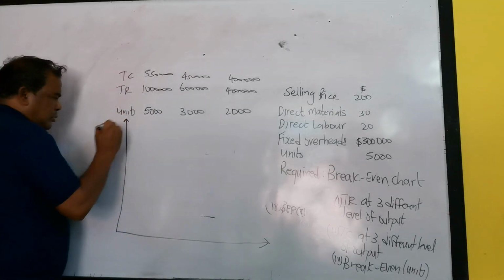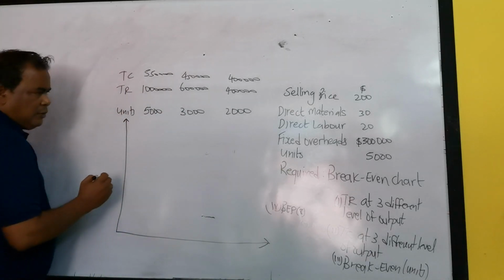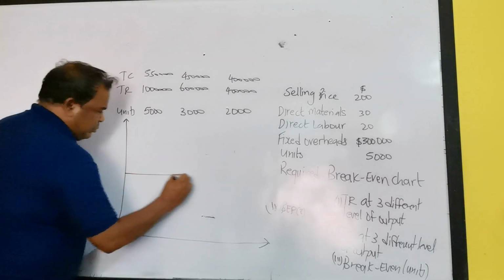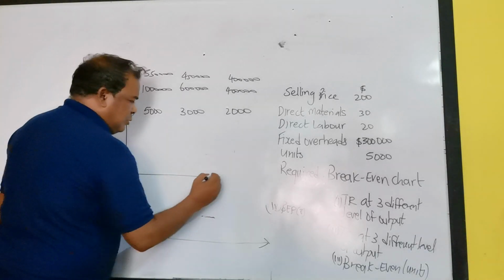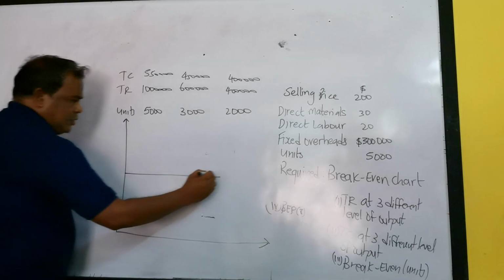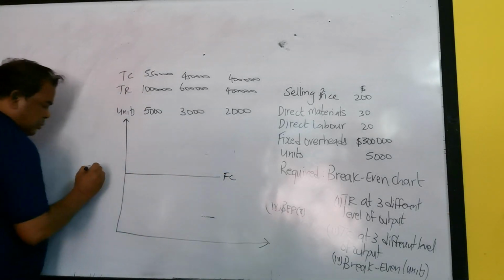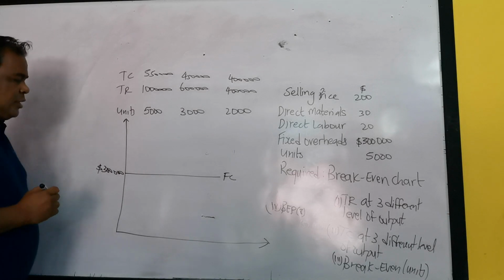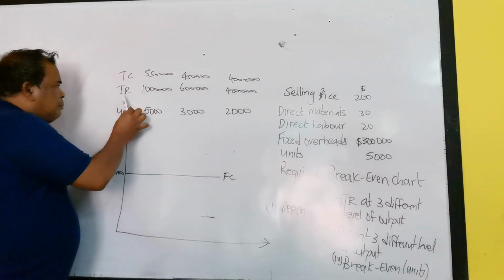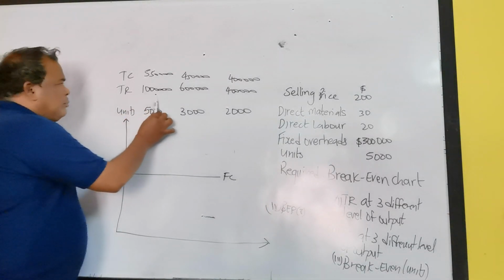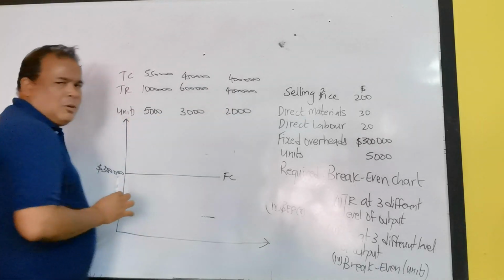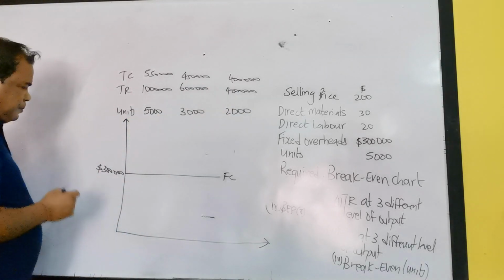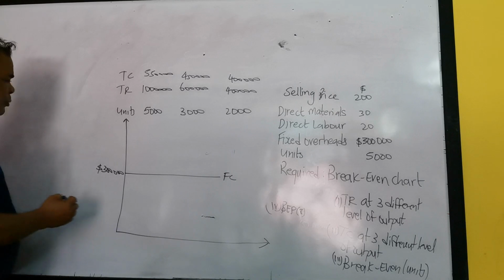we have the fixed cost line, which will be a horizontal straight line. This is the $300,000 fixed cost. So we have to see the maximum amount. We have 1 million, which is the greatest compared to total cost. So here we must have 1 million.